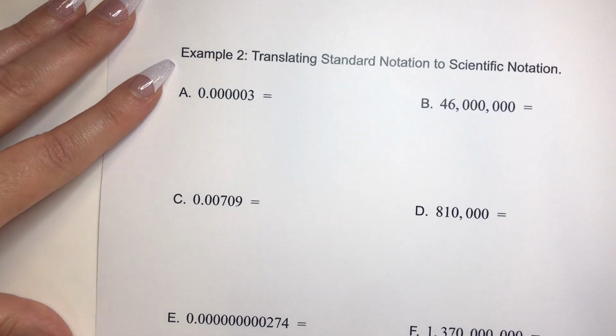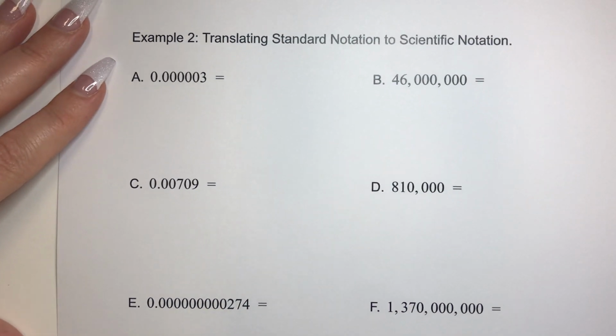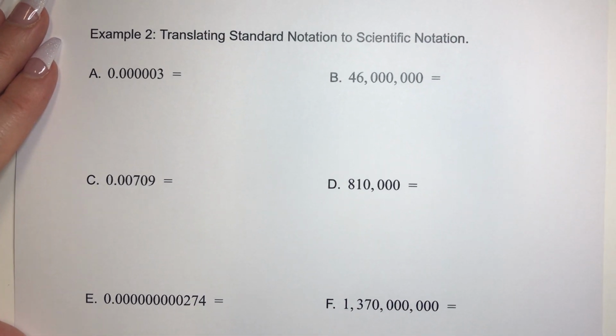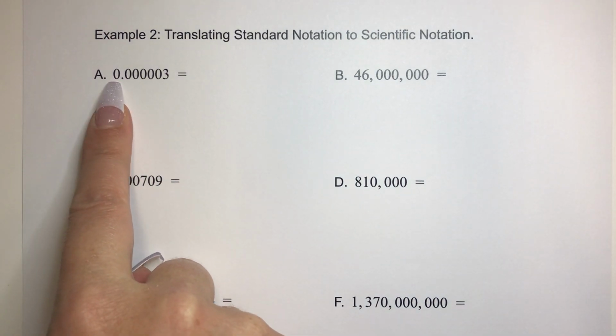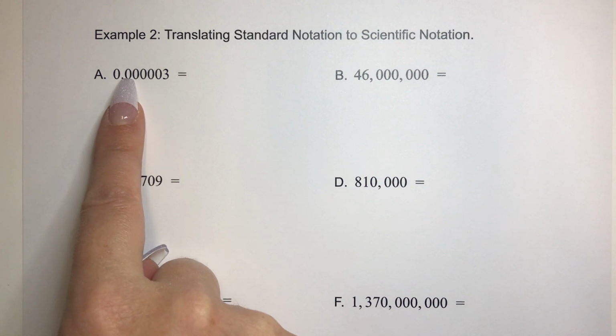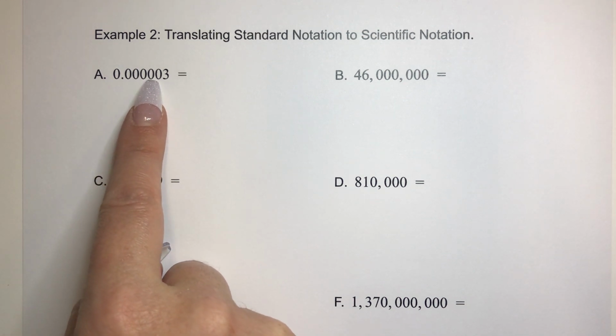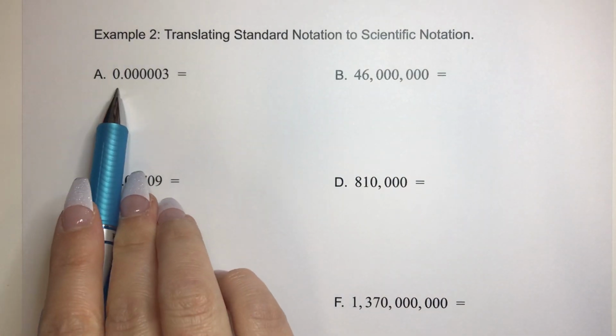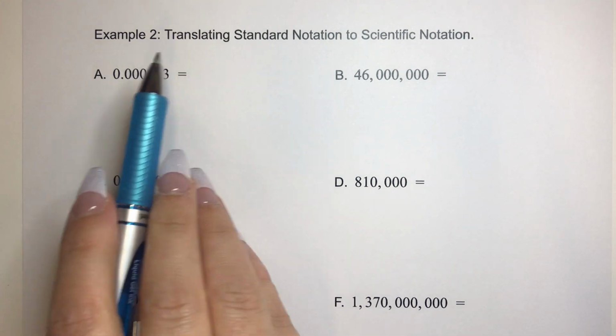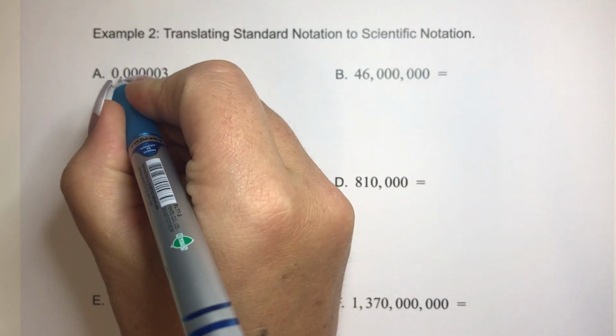Okay, so example 2, translating standard notation to scientific notation. So we have this number here, 0.000003. All right, so we know that we're dealing with a really, really small number, so we're going to be using that negative exponent, right? Because negative exponents is how we write small numbers. Okay, first we need this number to be greater than 1. It's really, really small, so I'm going to have to move this over.